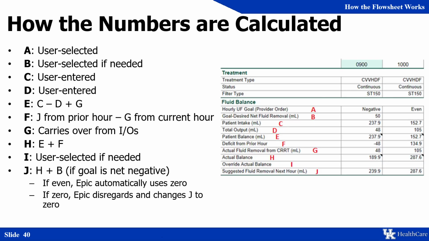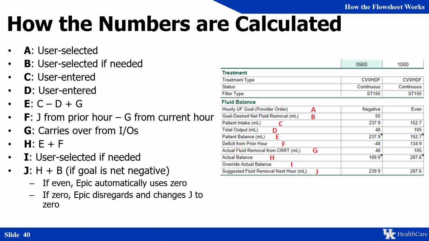So row A, you select that, and that's hourly UF goal. The goal desired net fluid removal, you select that. C and D are the intake and output that you enter. Now here's where the math starts. The patient balance is going to be your patient intake minus your total output plus the patient fluid removal on the CRRT machine. So basically that's answering the question of what would this patient be, either negative or positive, if they were not on CRRT.